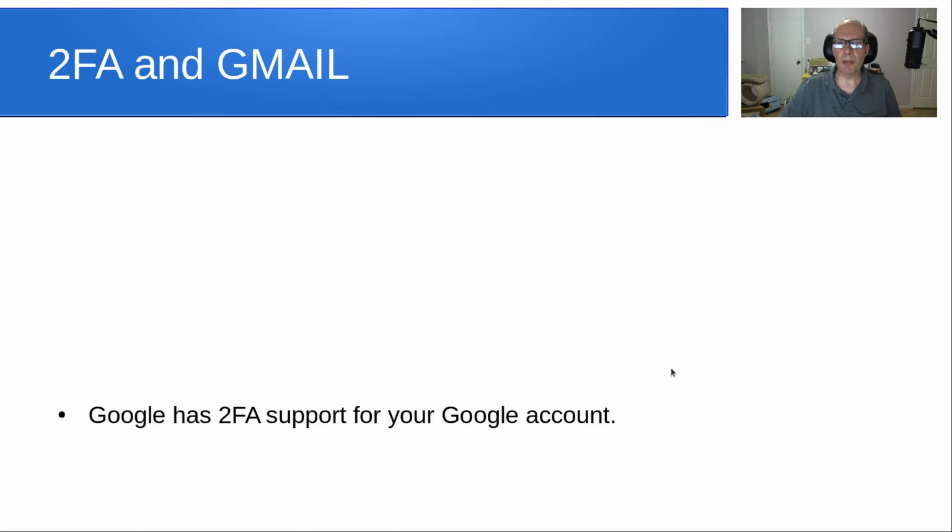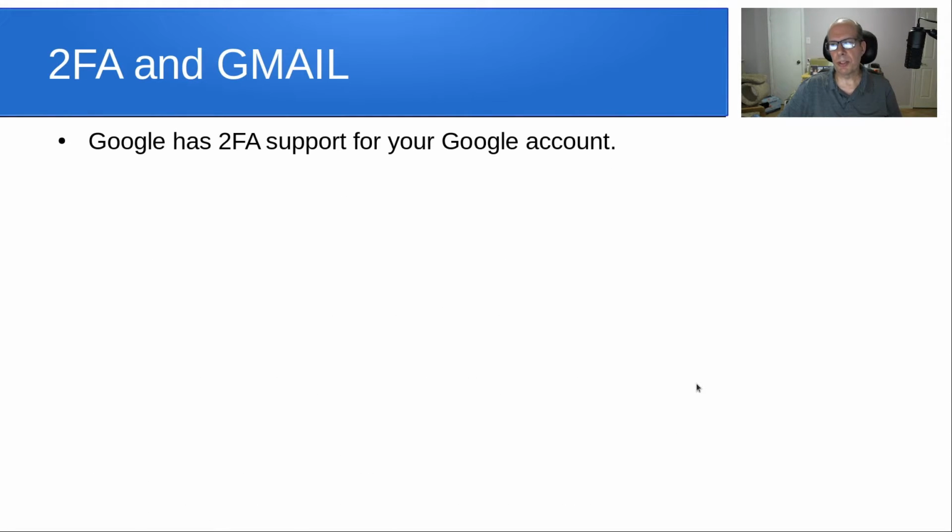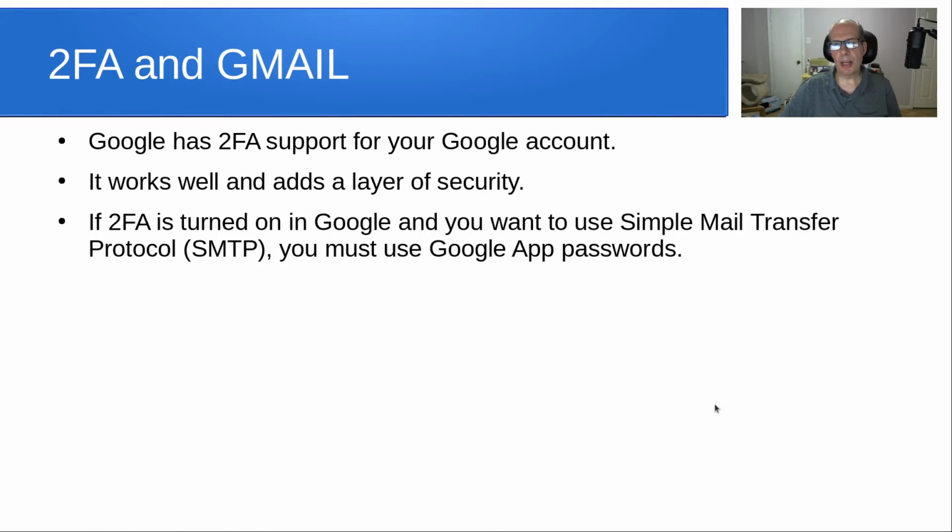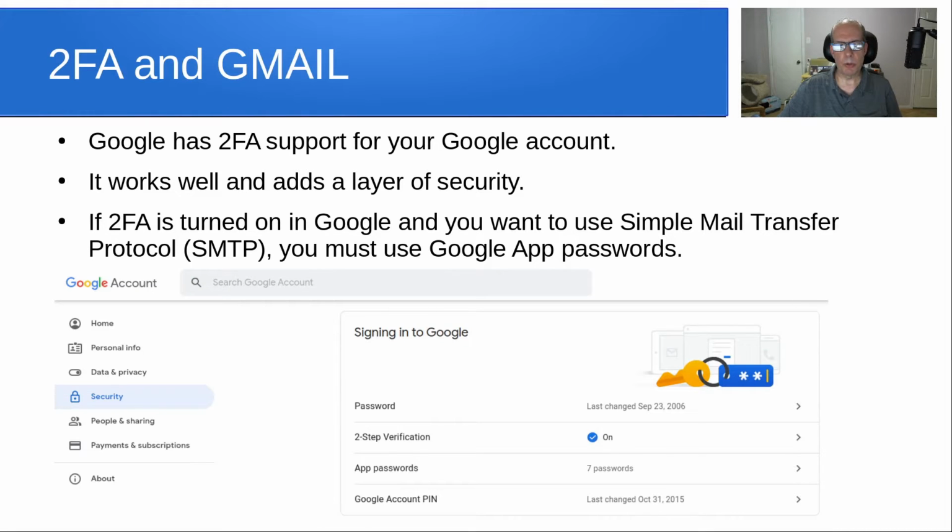So, 2FA in Gmail. Google has 2FA support for your Google account. You can turn on two-factor authentication. It works well, and it adds a layer of security. If 2FA is turned on in Google and you want to use Simple Mail Transfer Protocol, SMTP, you must use Google App Passwords. So here's an example of my account where I have 2FA turned on. And you can see here that it says that two-step authentication is on. And I have 7 app passwords granted on the account at this particular point in time.